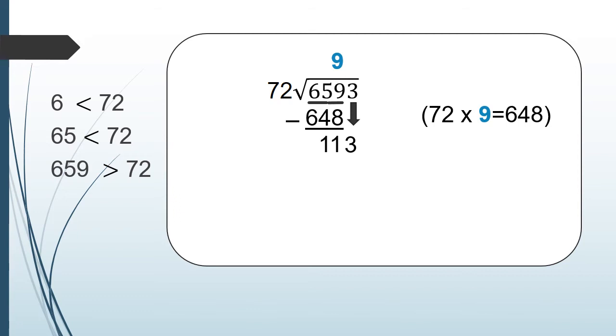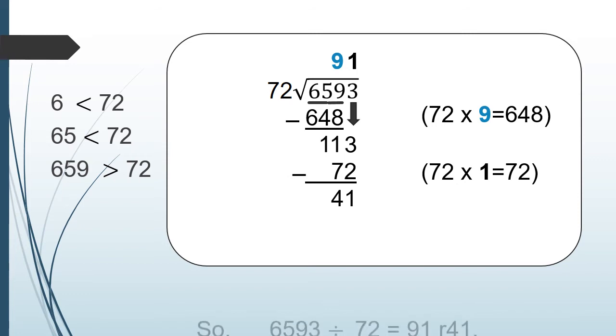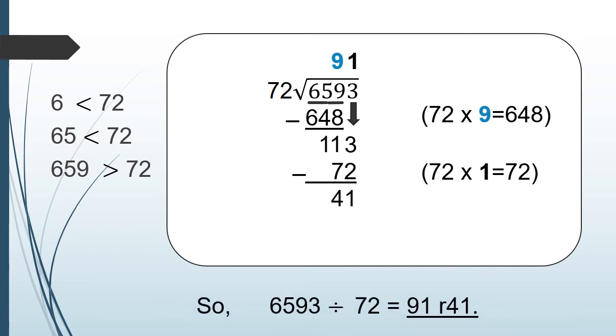Now we have to divide 113 by 72. We will read the table of 7 from 72, and 7 1 times is 7, which is closest to 11. So we will read the table of 72 up to 1. 72 1 times is 72. So we will write 1 above the division sign and 72 below. Now by subtracting them, we will get 41 in the remainder. So our final answer will be 91 remainder 41.